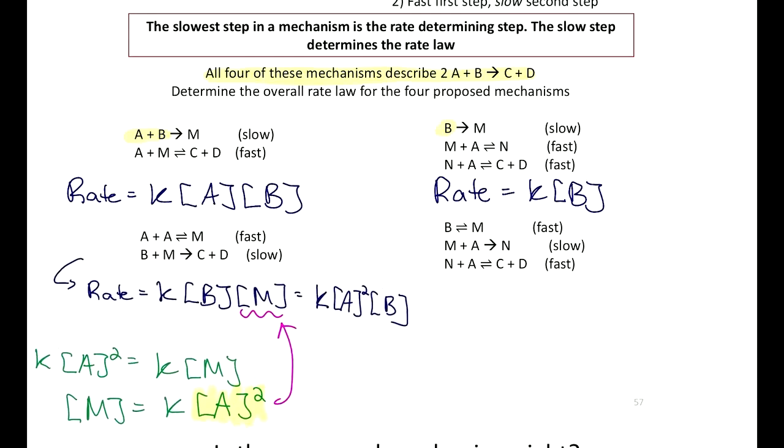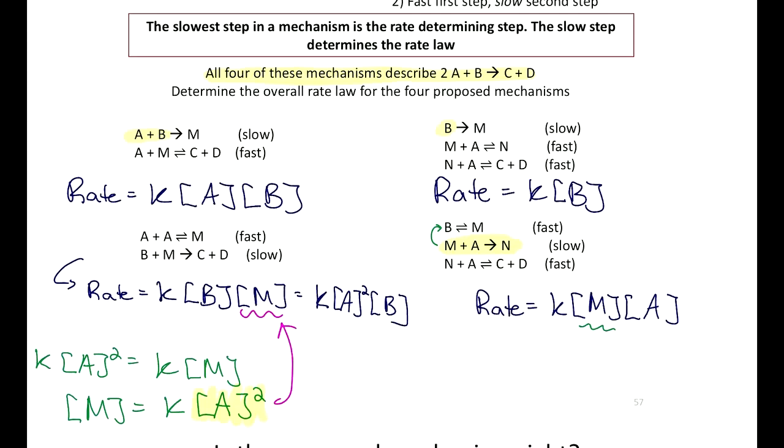All right, so slow step is the second step. So what is my rate law initially? Rate equals k times what? M times A. Am I done? No, we got to get rid of M. So what step am I going to use to get rid of M? The first one, because M's in it.